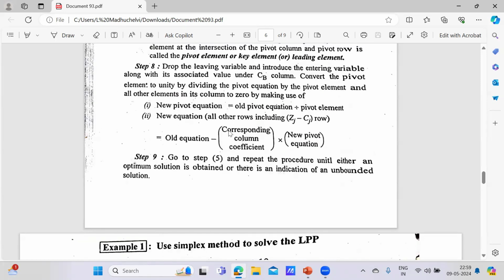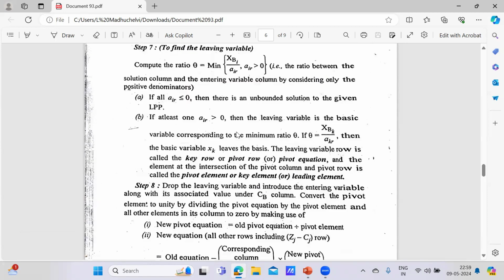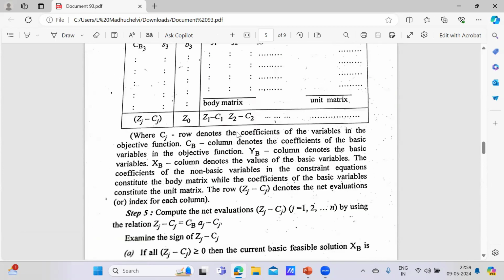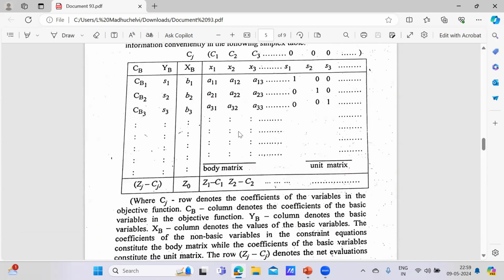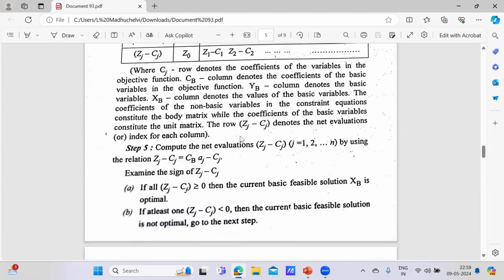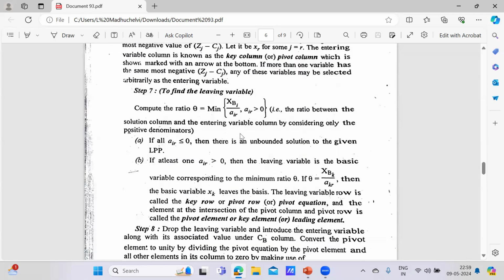For this new table, as in step 5, we find the Zj minus Cj and check whether all Zj minus Cj are greater than or equal to 0 or whether some are less than 0. If all Zj minus Cj are greater than or equal to 0, we obtain an optimal solution.